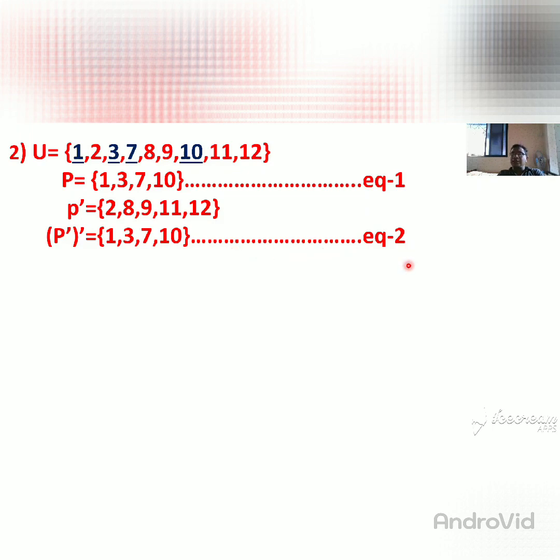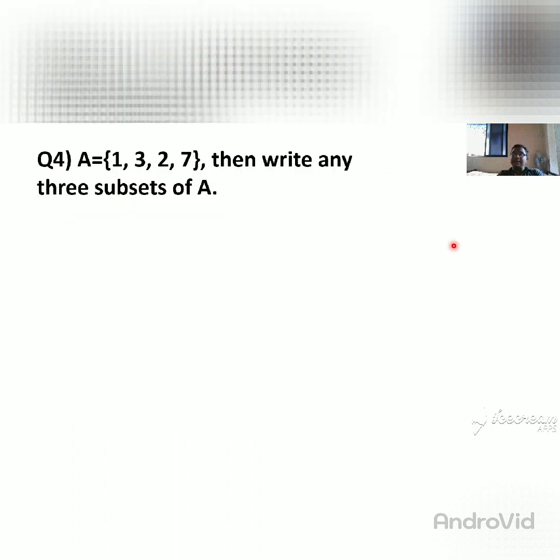Okay, so we just compare equation 1 and equation 2. See, in equation 1, what does P have? 1, 3, 7, 10. These are the equation 1 elements. Then in equation 2, P complementary complementary, what elements does it have? 1, 3, 7, 10. So the elements are the same, so P complementary complementary is equal to P.